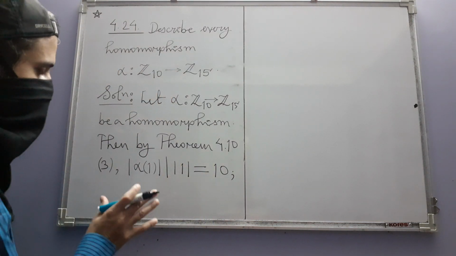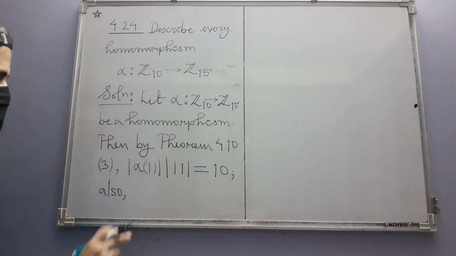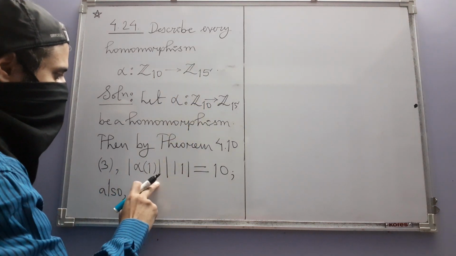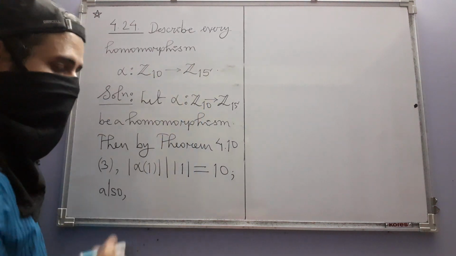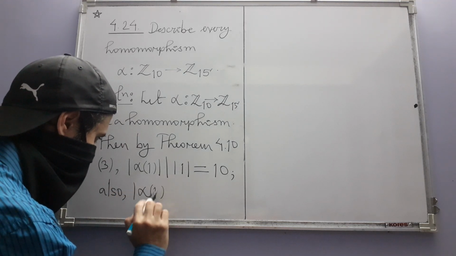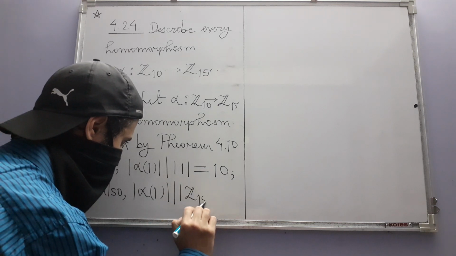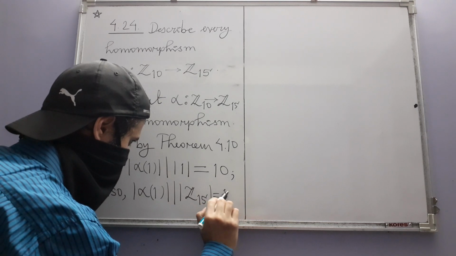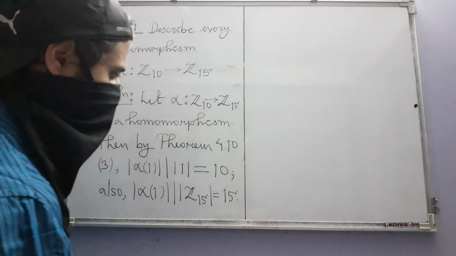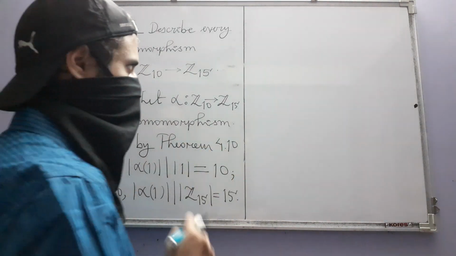But something else also we know. Since alpha of 1 after all is an element of this group, so its order has to also divide the order of this group. And the order of the second group is 15. So that means the order of alpha of 1 has to divide both 15 and 10, from which we of course get this conclusion.